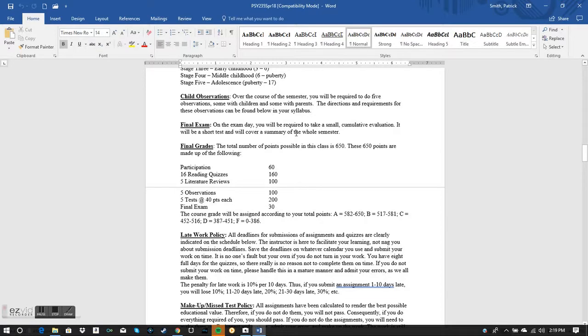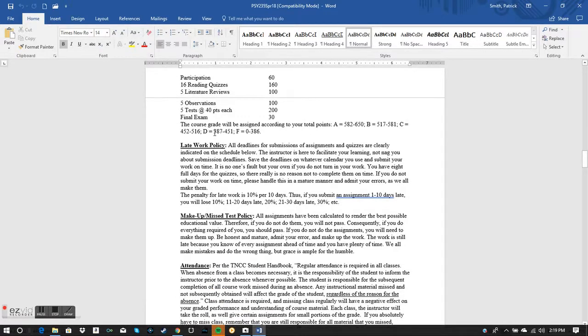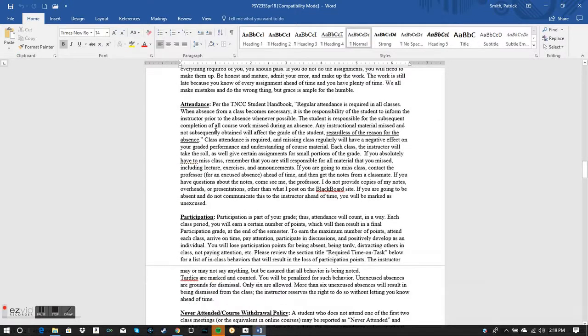At the end of the whole thing, we'll have a little short cumulative exam, and it'll be really easy, only 30 points. So that leaves us with participation, and that's an important part of the grade. That's about 10%. What this means is it's important to participate. Of course, if you're not in attendance, you can't participate. So the attendance is important.